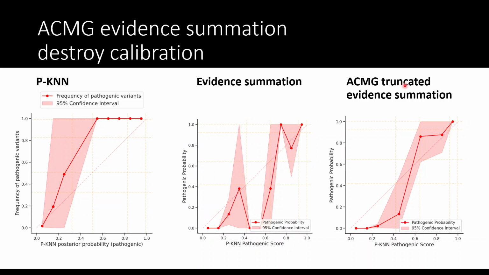And even if we do evidence clipping and also use integer-based points for each single piece of evidence before adding them together, we still get a large segment of miscalibration. So this suggests that P-KNN might play a role in integrating experimental and computational tools.